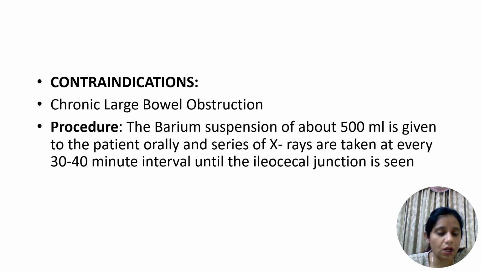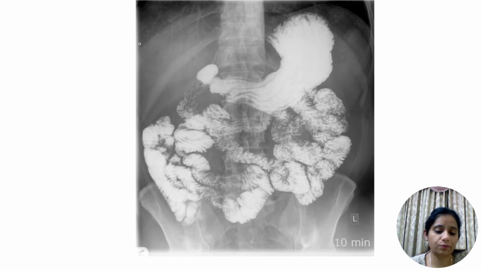Now the procedure. The patient is asked to drink 500 ml of barium suspension solution orally, and a series of x-rays are taken every 30 to 40 minutes until we observe the ileocecal junction. So this is the procedure of the barium meal follow-through, and the images of the small intestine will appear like this. Above, we see the stomach, duodenal cap, and these are the intestines.